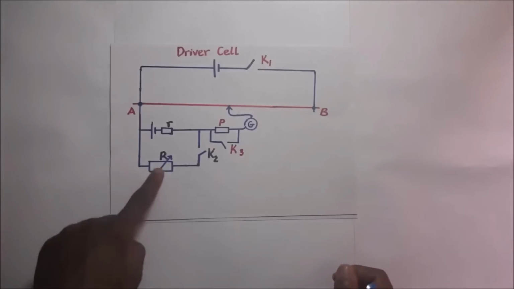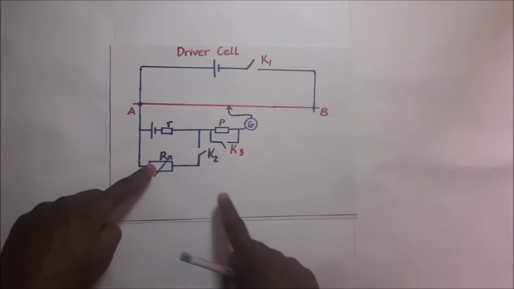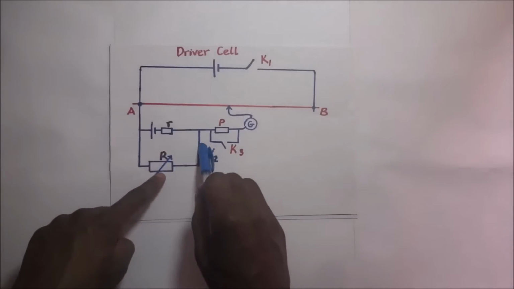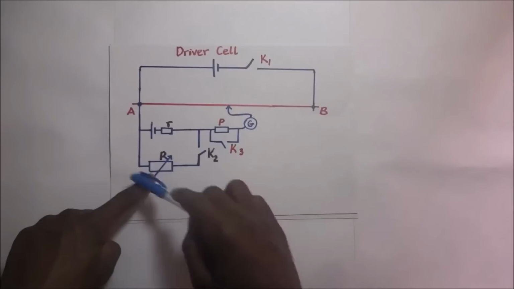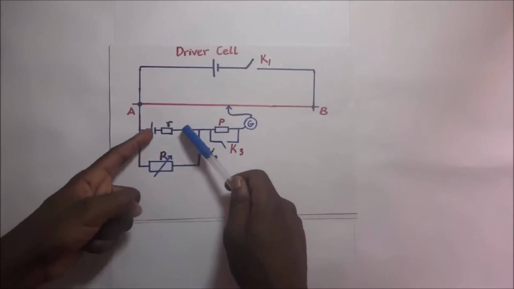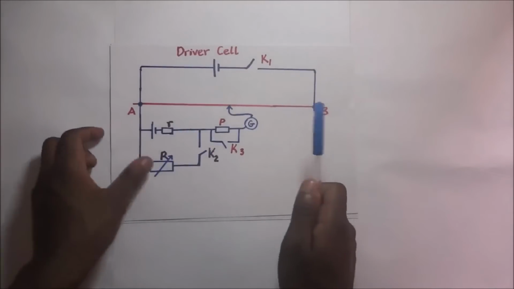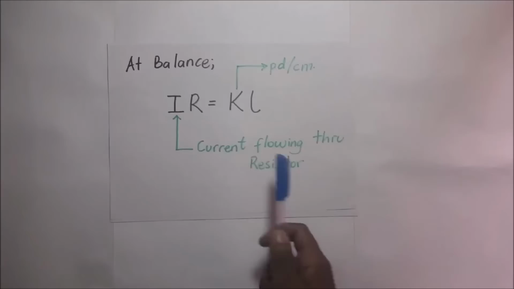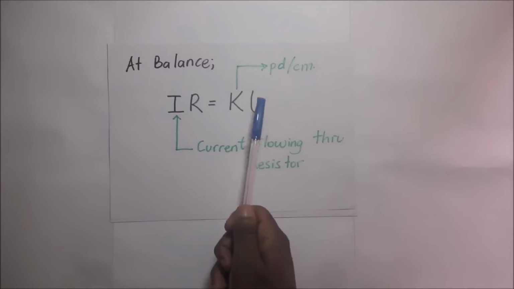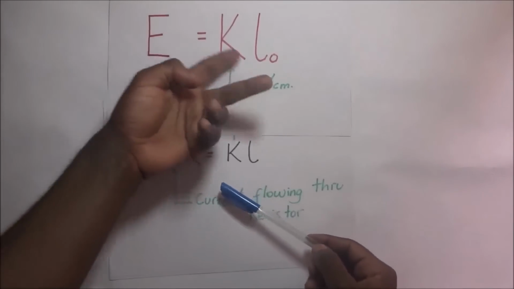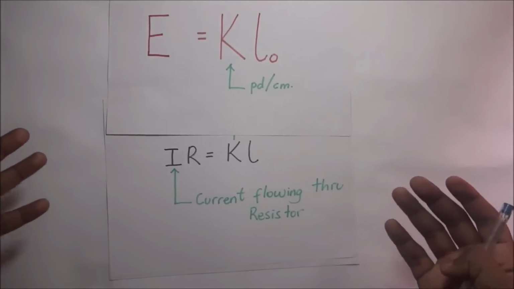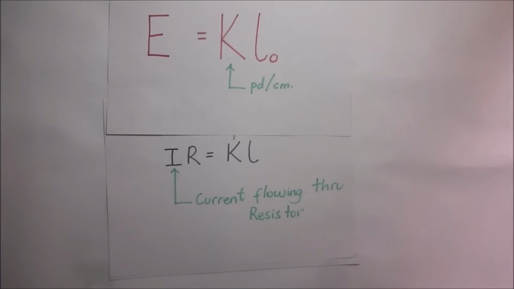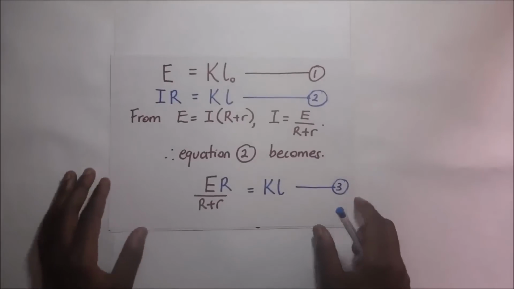Then thereafter, we connected this variable resistor into the circuit by closing switch K, and when we connected this variable resistor into the secondary circuit, we balanced this combination against the slide wire, and we were able to get another expression. That was the expression we got at balance. So these two expressions, the first one and the second one, are going to be our basis to explain the theory that helps us to get the internal resistance of the cell. So these are our two equations.